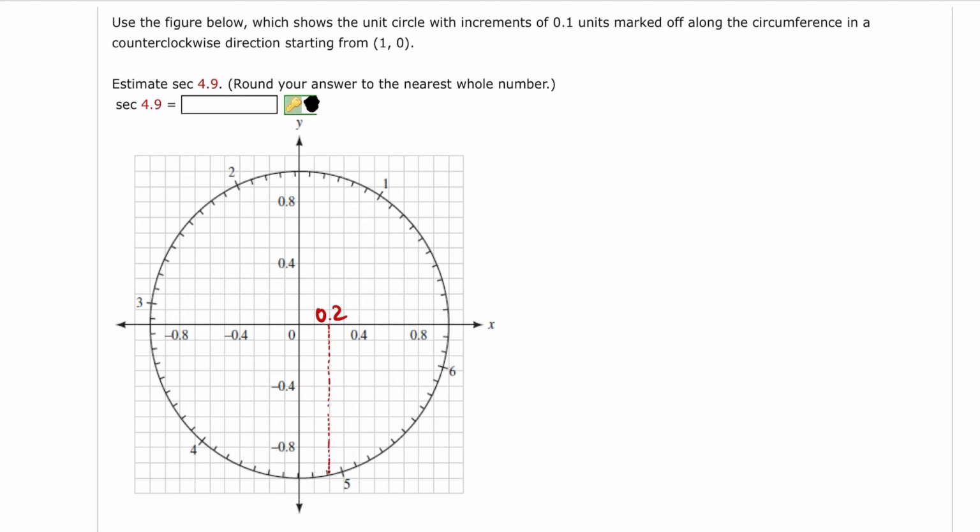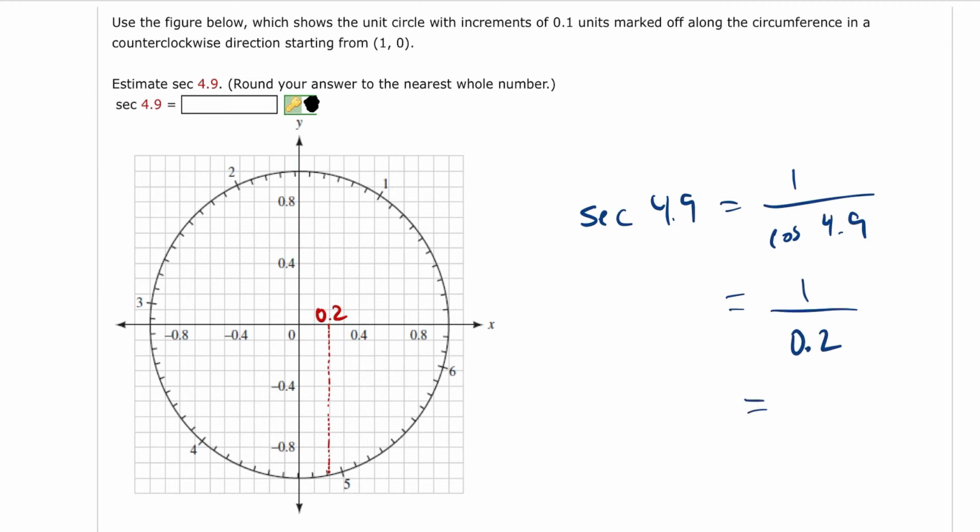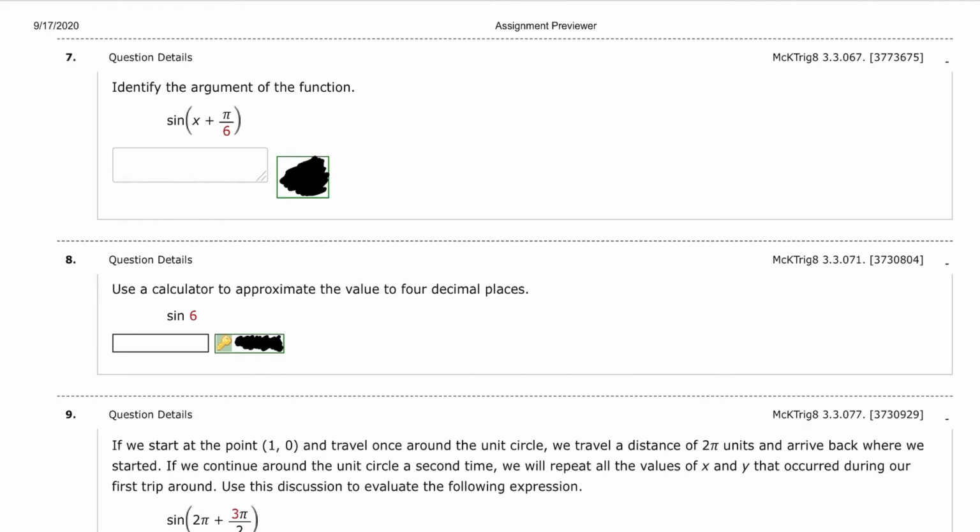I'm sorry, let me rephrase that. So secant of 4.9 is the same thing as 1 over cosine of 4.9. Well, we know that the cosine of 4.9 is 0.2 because we just found that out. It's right in between 0 and 0.4. So what we're looking for is 1 over 0.2, which if you do on your calculator, 1 divided by 0.2 is 5, is our final answer.